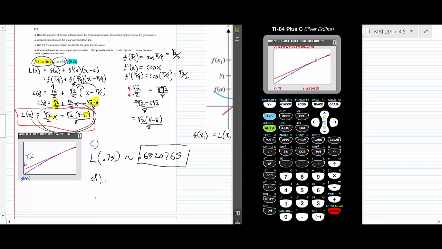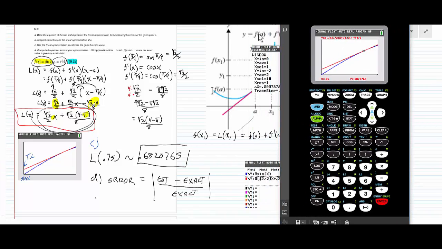Part D, what we're going to do is the error. So when you do the error, what you always do is the estimate minus the exact. It actually doesn't matter which order you do that in because you're going to do the absolute value anyway. And then you compare that to the exact, and then you change that to a percentage. So while I'm at it, I'm going to go ahead and get the exact answer too. And I'm going to use my calculator to do that.